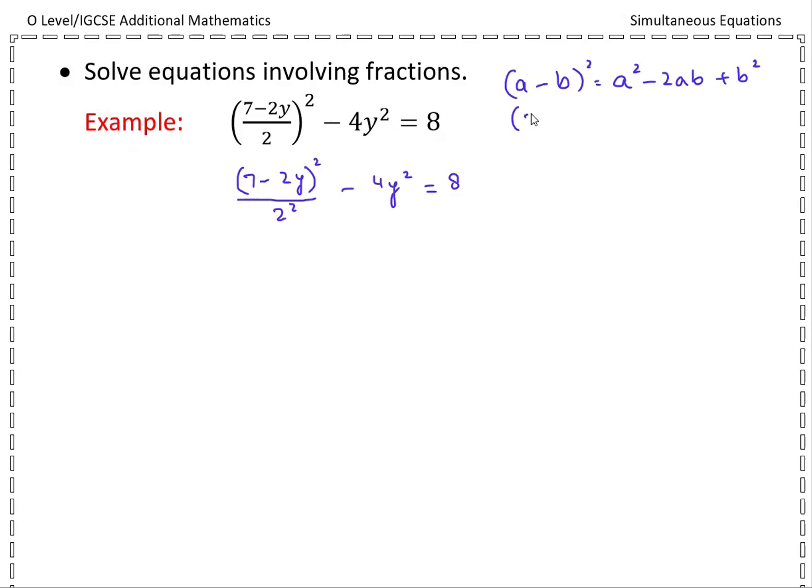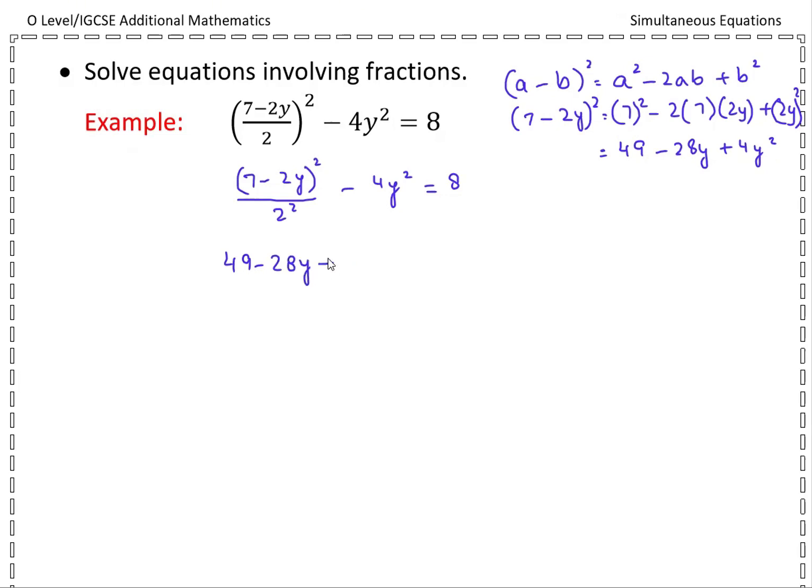Here, in place of a, we have 7. In place of b, we have 2y. So we will substitute in place of a, 7, and in place of b, 2y. When we simplify it, we will get 49 minus 28y plus 4y square. So we will write here (49 minus 28y plus 4y square) upon 4 minus 4y square is equal to 8.